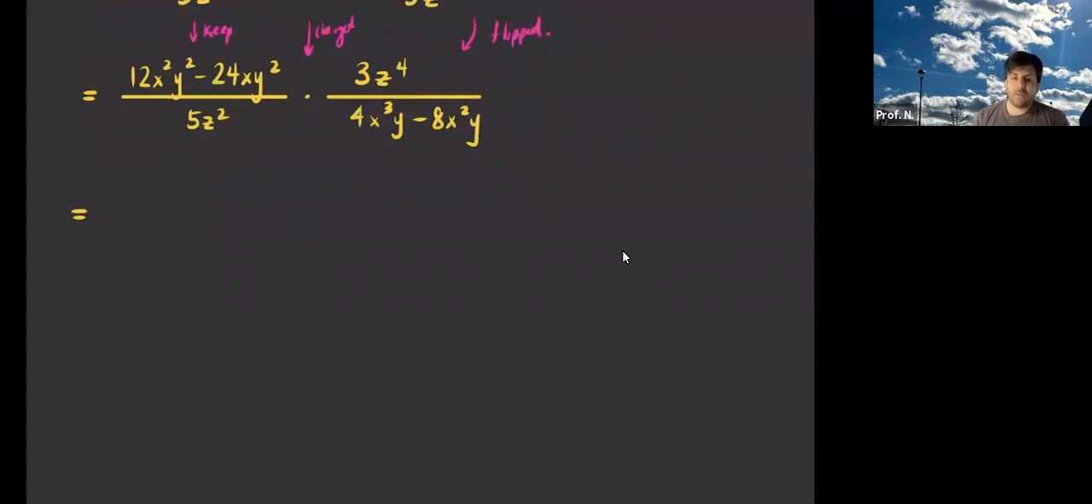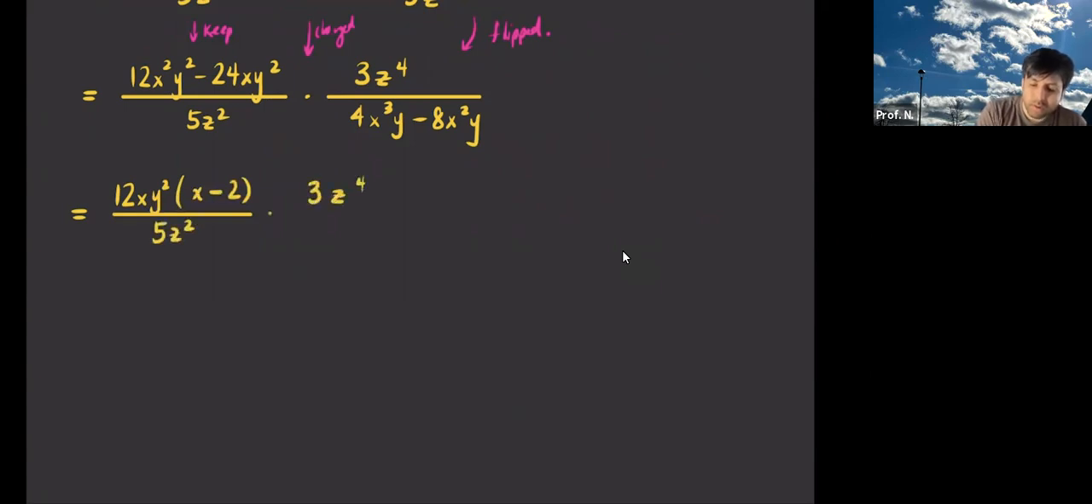So in the numerator, for the first fraction, I can factor out a 12, an x, and a y squared. And when I do so, I'm left with x minus 2. And this is over 5z squared multiplied by 3z to the fourth. And then in the denominator of the second fraction, I can factor out a 4, an x squared, and a y. And when I do that, I get x minus 2 as well. You see that? So factoring, definitely helpful here.